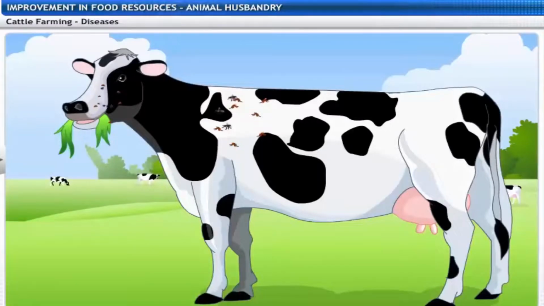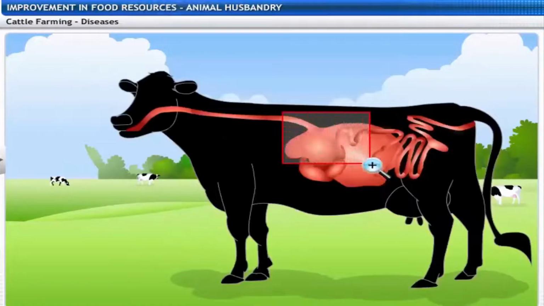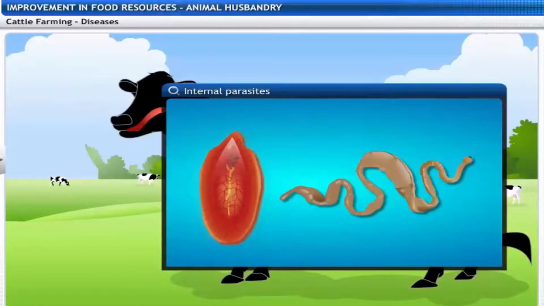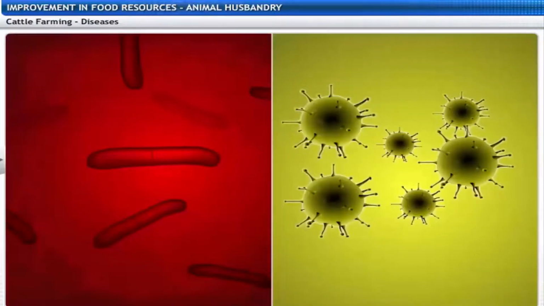Moo doesn't need to worry. Diseases in cattle are caused by external and internal parasites. External parasites live on the skin and cause skin diseases. Internal parasites like worms affect the stomach and intestine. Liver fluke, an internal parasite, often damages the liver of cattle. Infectious diseases are often caused by bacteria and viruses.